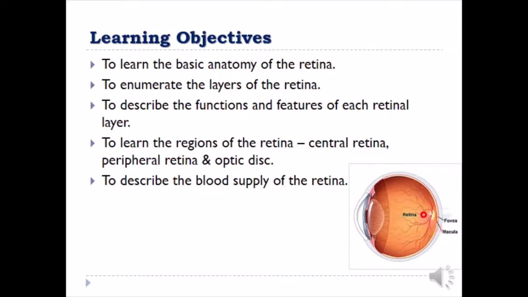For example, this is the central part of the retina, and this is the peripheral part of the retina. So this is the central retina, and this is the peripheral retina. We also need to talk about the optic disc, along with the macula, fovea, and foveola. Towards the end we'll be discussing the blood supply of the retina: how the blood vessels enter the retina, how they spread all over it, and what the different names of each part of the blood vessels are.